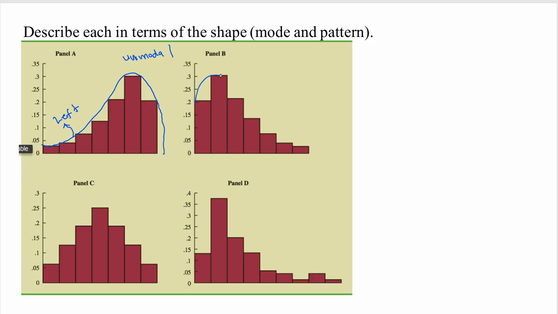Now, what do you think about panel B here? Yes, unimodal, right skewed. Now, what about panel C? You are right, it's also unimodal, but in terms of the pattern, it is symmetrical.